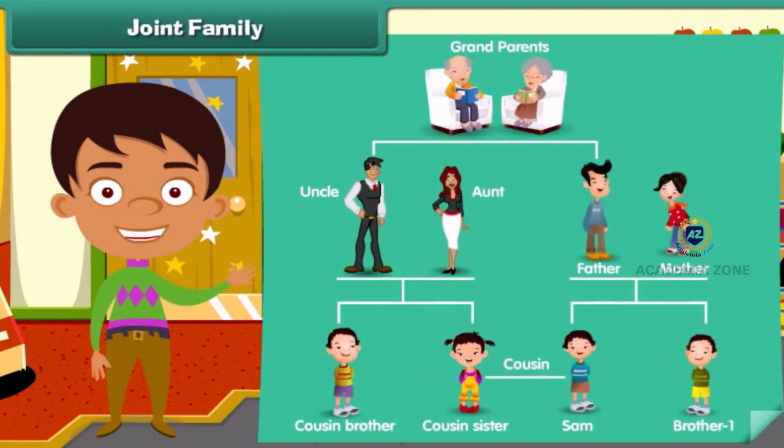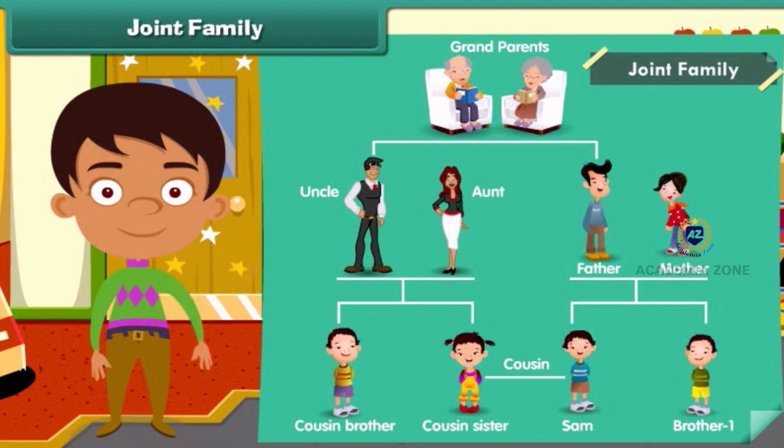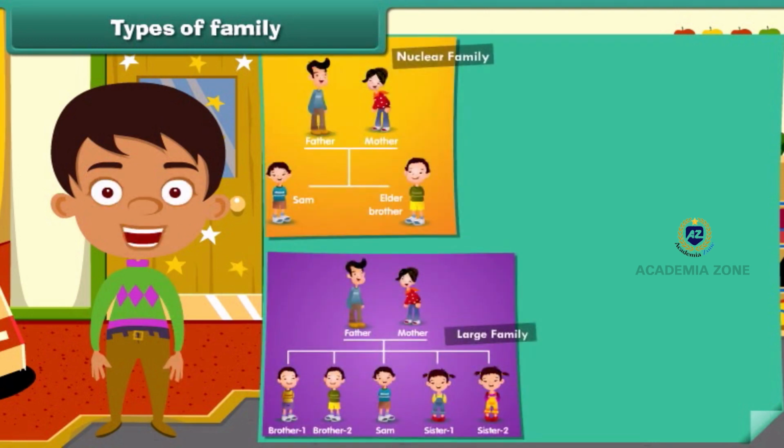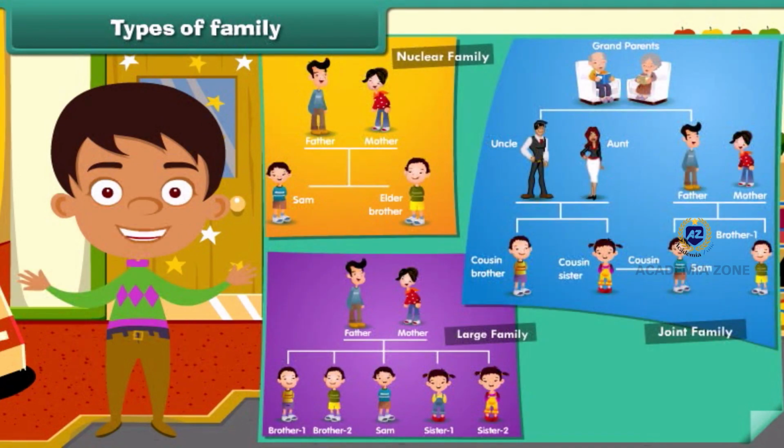Do you know what a joint family is? In a joint family, grandparents, uncles, aunts, and cousins all live together with the parents and children of a nuclear family. So now you are able to identify whether it is a nuclear family, a large family, or a joint family.